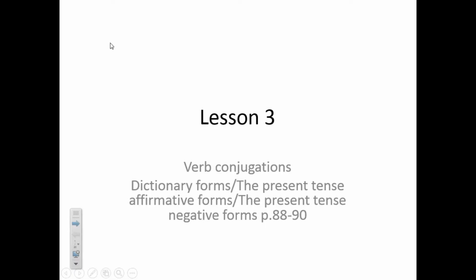In lesson 3, you're gonna learn how to conjugate verbs. We have 3 different types of verbs in Japanese, and I'm gonna explain the differences first. So for this, please read page 88 to 90 in your book.